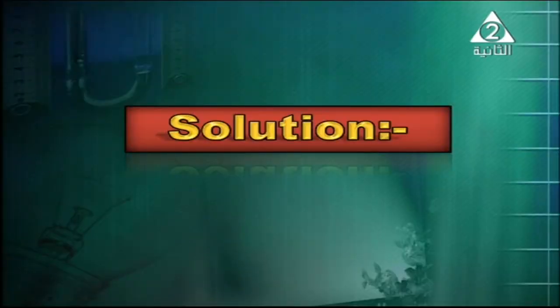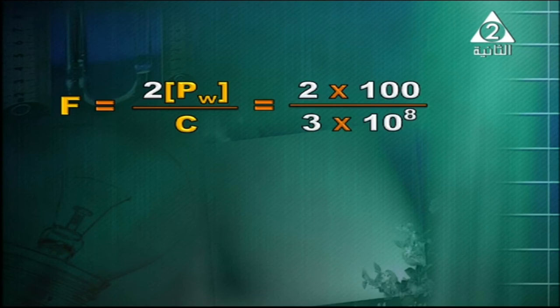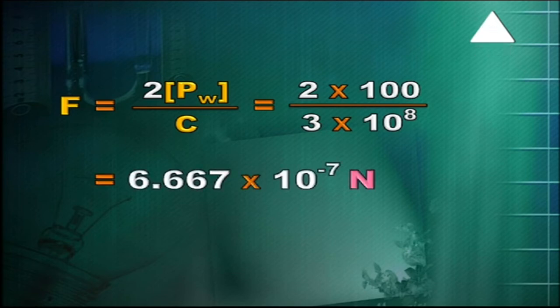First of all, we'll try to determine the force. Force equals 2 times the power over c. Power is given to be equal to 100, over the speed of light in space, 3 times 10 to the power of 8. The force is 6.667 times 10 to the power of negative 7 Newton.